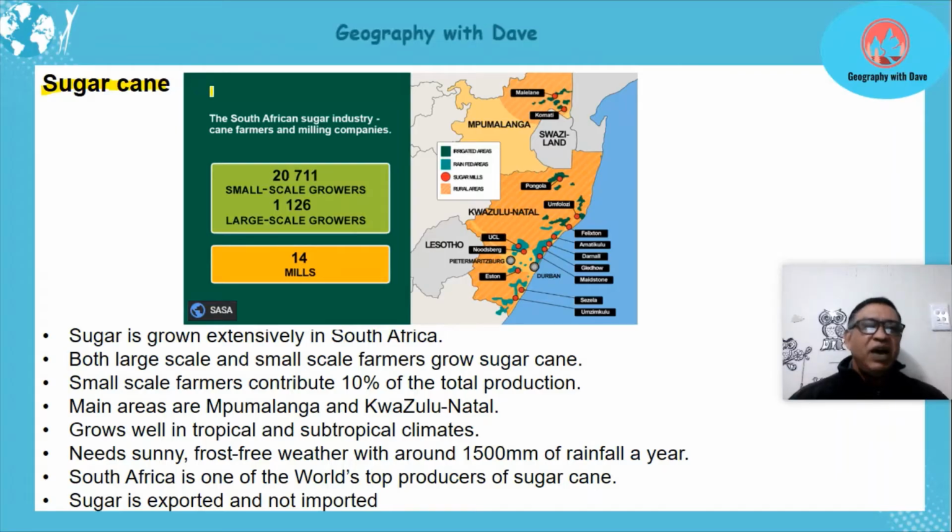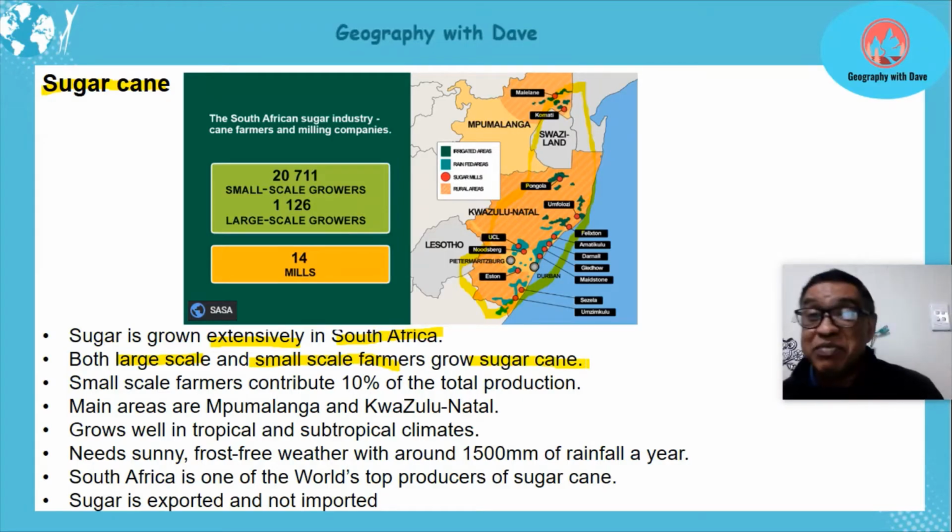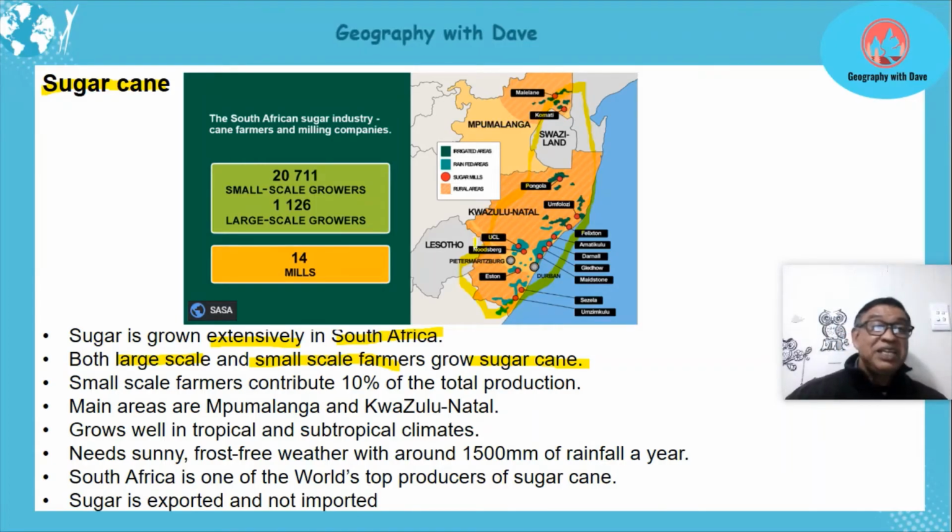Sugarcane. Now we look down here, we see it all along the east here. The climate makes it. We can see that it's grown extensively in South Africa on a large level. There's large scale and small scale farmers that grow sugarcane. Even your small scale farmers grow it on a commercial basis. Can you see here? There's 20,711 small scale farmers, and there's 1,126 large scale farmers. So it's a lot of small scale farmers.